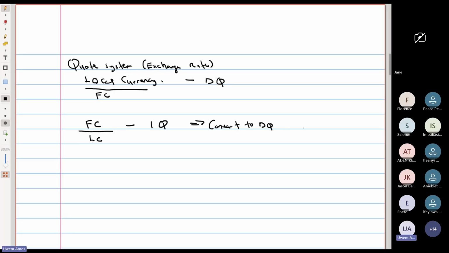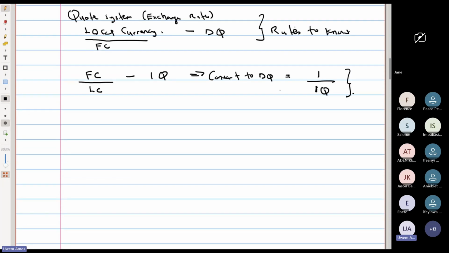Now, very important is that you can always convert your indirect quote to a direct quote by using the formula 1 divided by your indirect quote. So if your exchange rate turns out to be an indirect quote, you can quickly convert it to a direct quote by just doing 1 over the exchange rate. That will help me focus on the rules, because I expect you to always convert to a direct quote if it happens to be indirect, using the 1 over the indirect quote method. So what is the rule? Which is pretty easy.